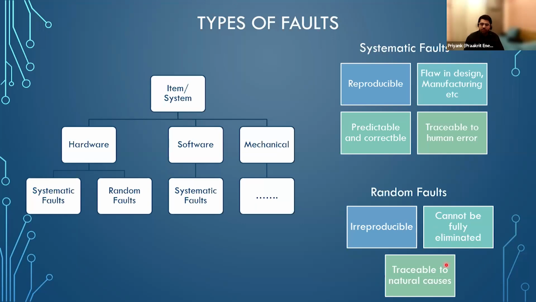And finally, they're traceable to natural causes, which means that they can happen due to naturally occurring events, which humans have no control over. We can reduce the danger that they pose, but we cannot fully eliminate it.